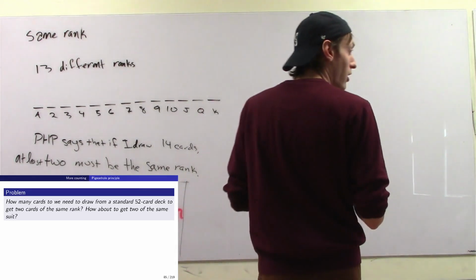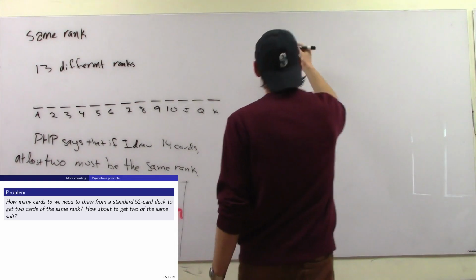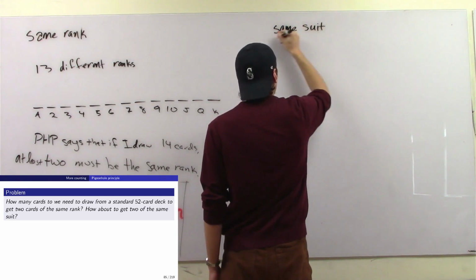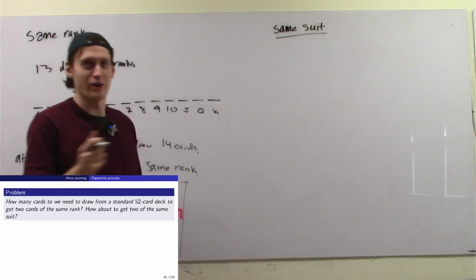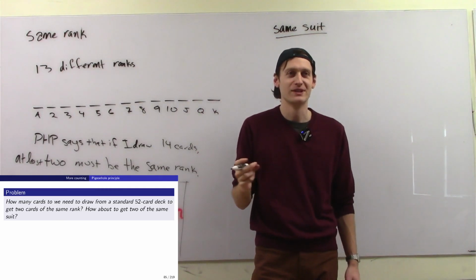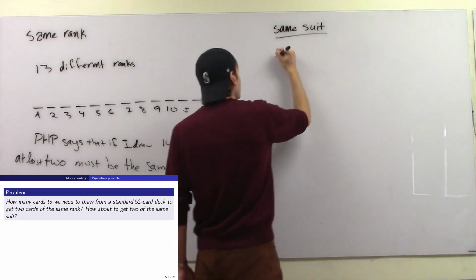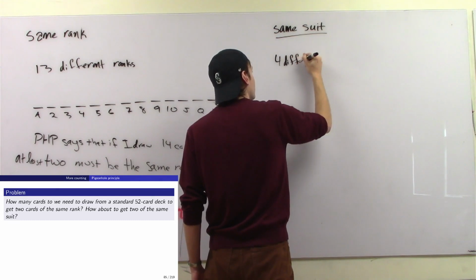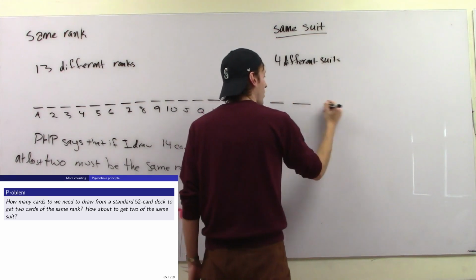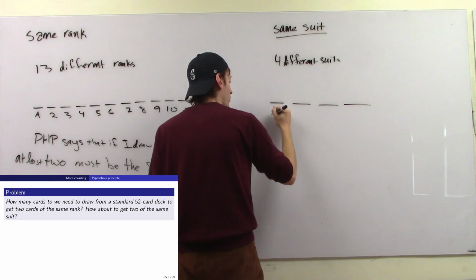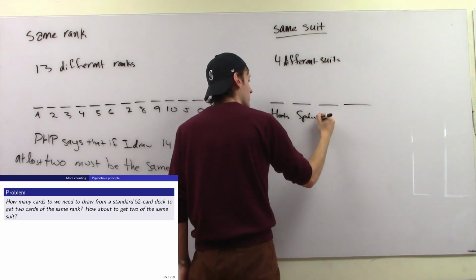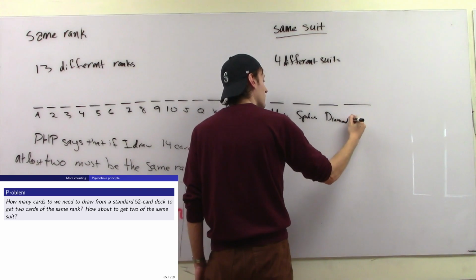Okay, next let's look at the case of how we look at having 2 cards of the same suit. Okay, same suit. Does anyone know how many suits there are in a standard 52 deck of cards? Okay, how many are there? I suppose it's a better question. Is that a 4? Yes, 4 different suits. Those are going to be our pigeonholes. We have hearts, spades, in no particular order, diamonds, and clubs.